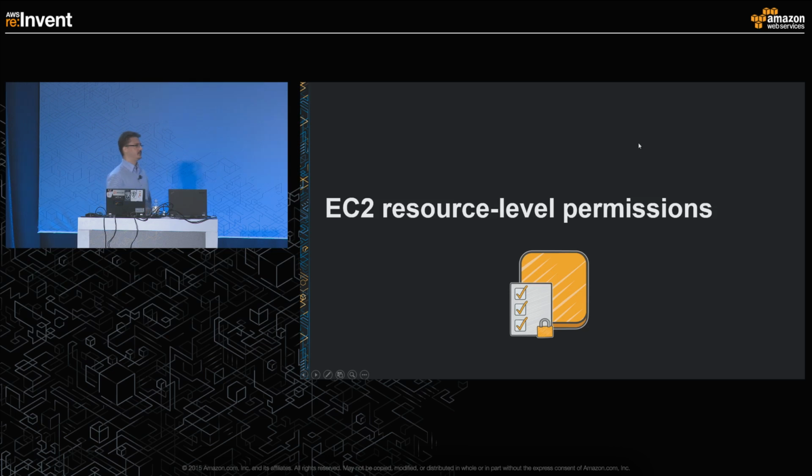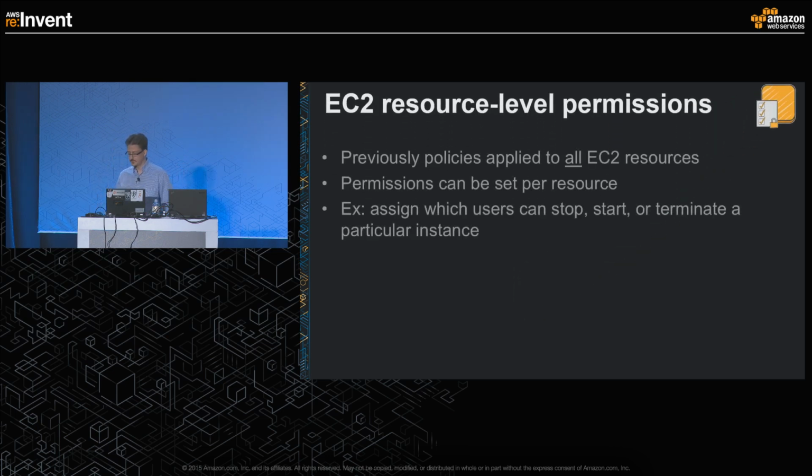Okay, this is the part I probably get asked the most about: how do I do all this with EC2? If any of you were customers of ours a couple of years ago, you knew that previously all policies applied to all EC2 resources. So if you wanted to grant someone the ability to terminate an instance, you had to grant them the ability to terminate all instances in all regions in your entire account.